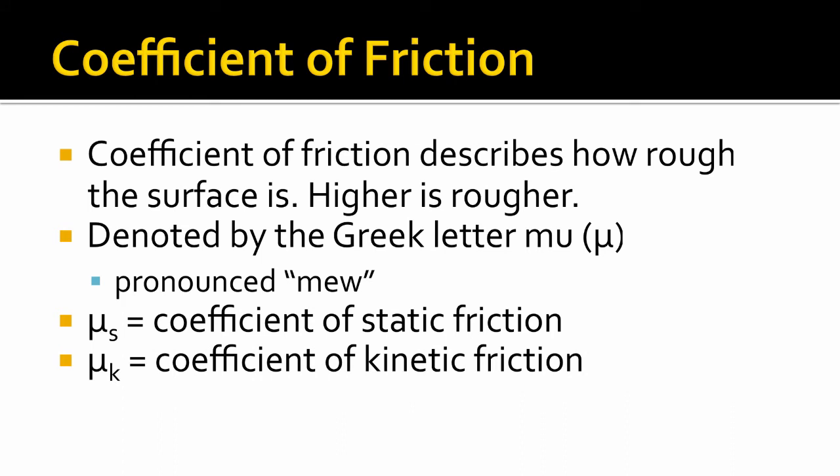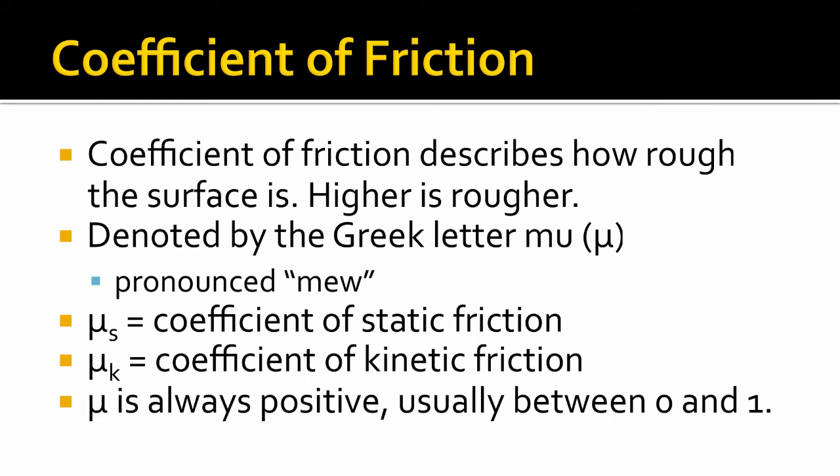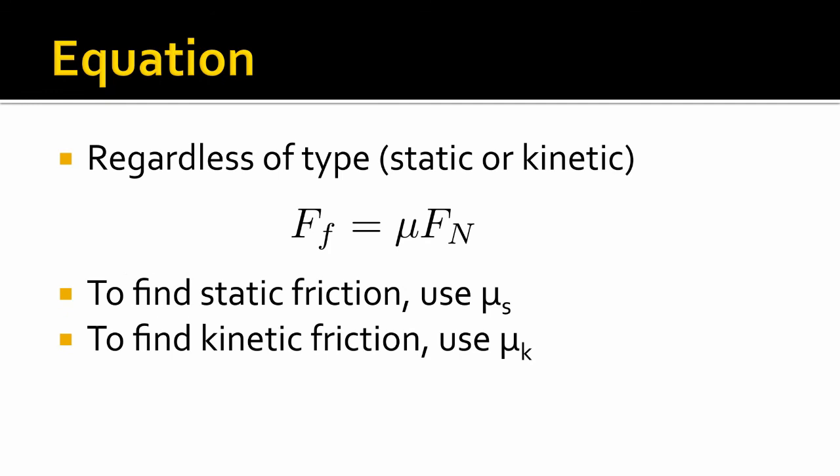Now, mu has no units. It's just a number. It is always positive, and it is usually between 0 and 1. Now, notice that's usually between 0 and 1. It doesn't have to be between 0 and 1, but most of the time it is. If you have a really high friction surface, it could be more than 1, but it's probably not going to be a big number. It's just a small positive number with no units. It's just a ratio.